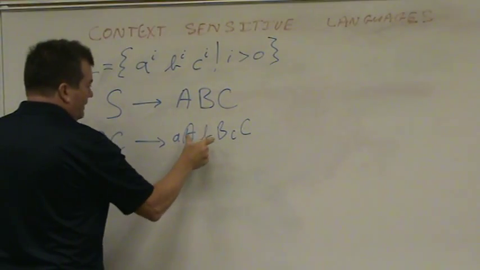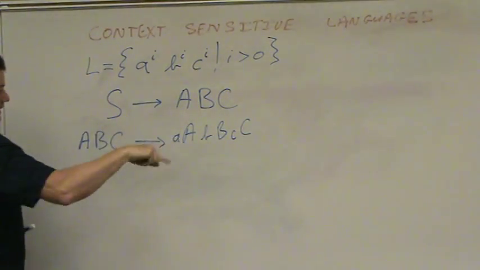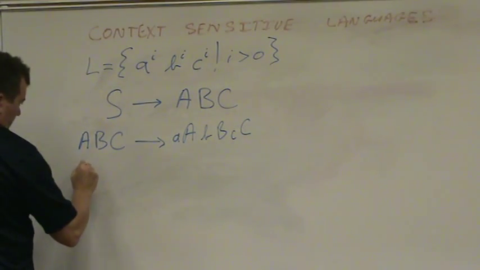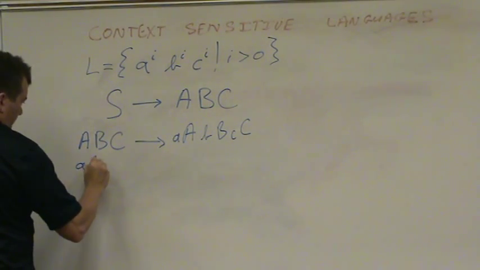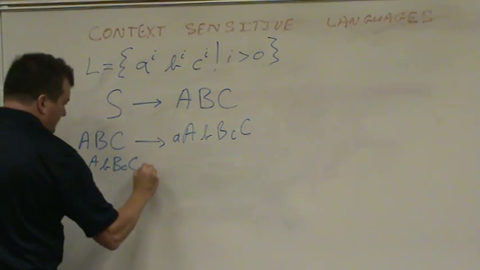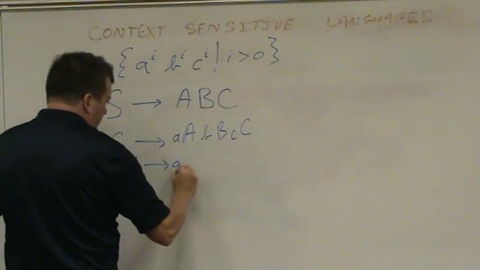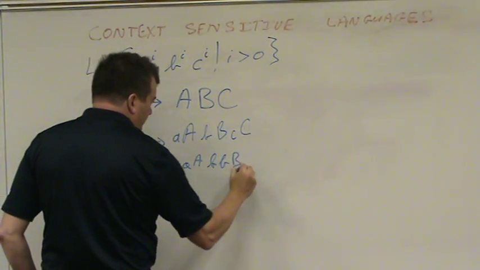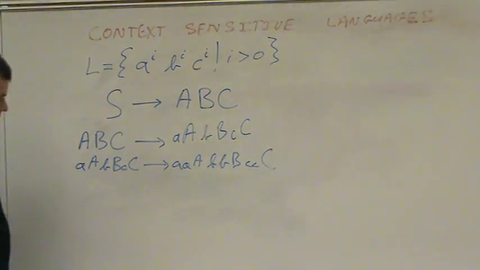Now the question is, how do we make the big A and the big B and the big C spit out more A's and B's? We need a rule like: a little a followed by a big A, a little b followed by a big B, and a little c followed by a big C can be two A's with an A after it, two B's with a B after it, two C's with a big C after it.